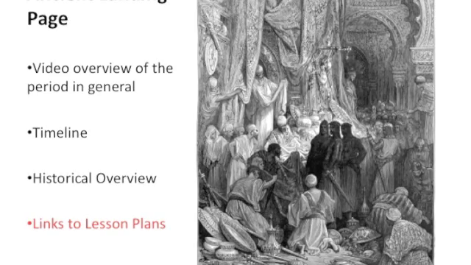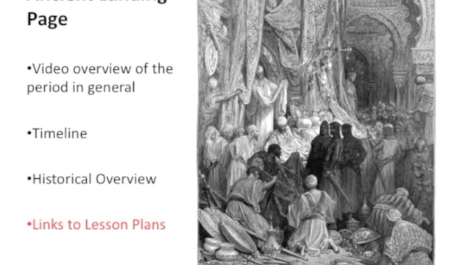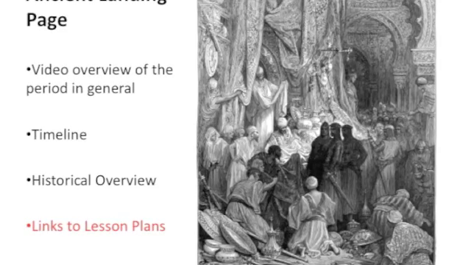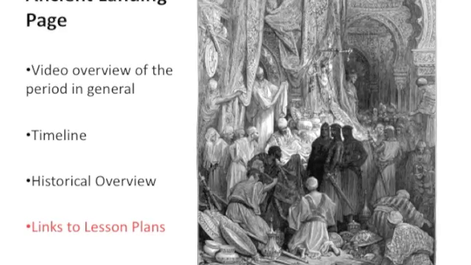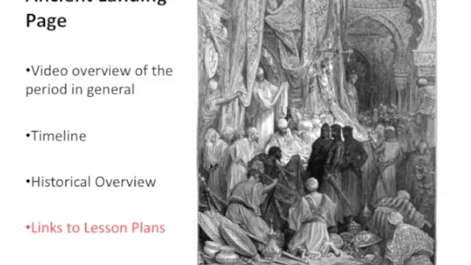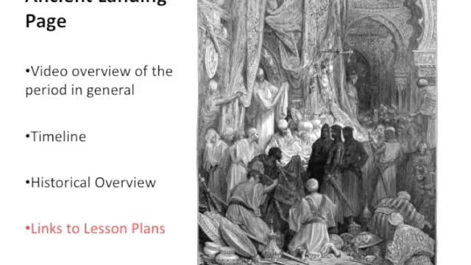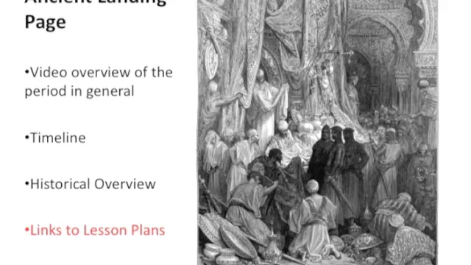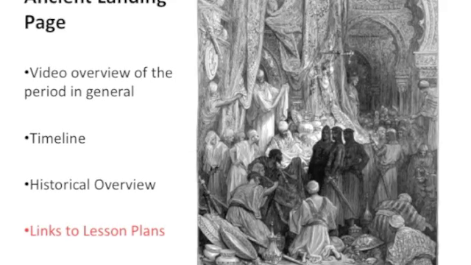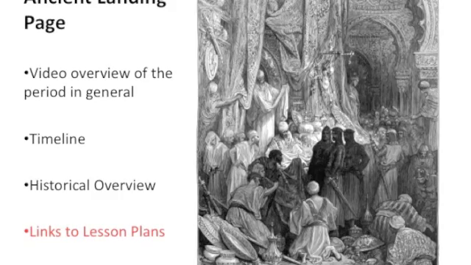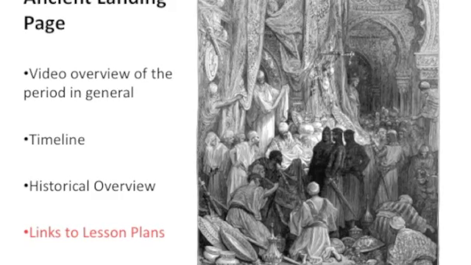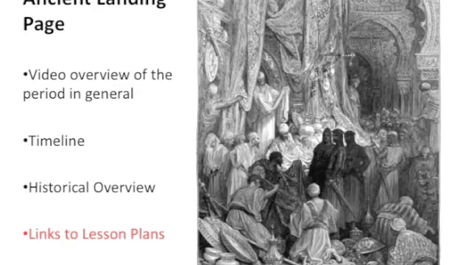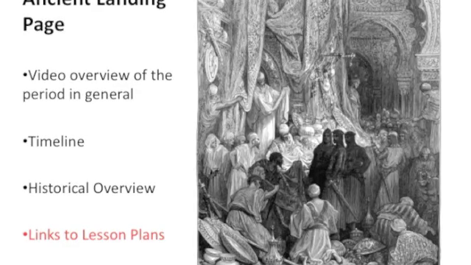Next, you'll see the timeline, which is basically a list of all the major historical and arts-related events from creation to the fall of Rome. And after that, we have the historical overview, which is basically a snapshot of the highlights of the period. It's not meant to be an exhaustive volume of information like History of the World, but more like reading a kid's book on the topic. It just gives you the major highlights so that you can orient yourself to what is being talked about in the actual lesson plan.